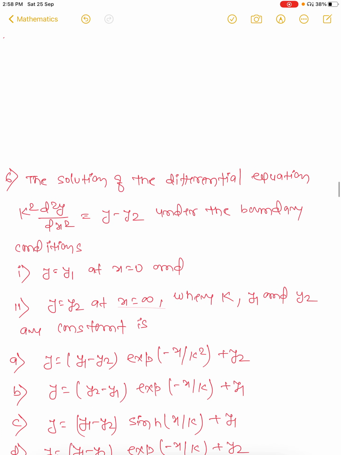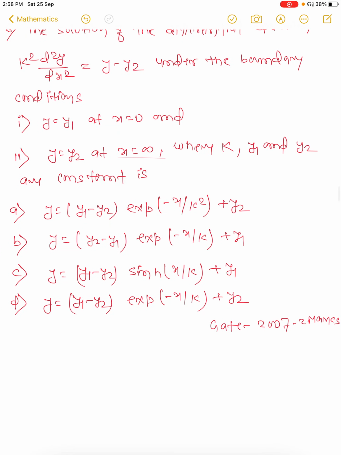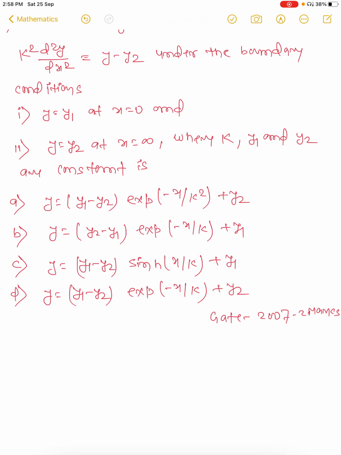Now comes the next question. The solution of the differential equation k square d2y by dx square equal to y minus y2 under the boundary condition y equal to y1 at x equal to 0, y equal to y2 at x equal to infinity, where k, y1, y2 are all constants. We have to find the solution.